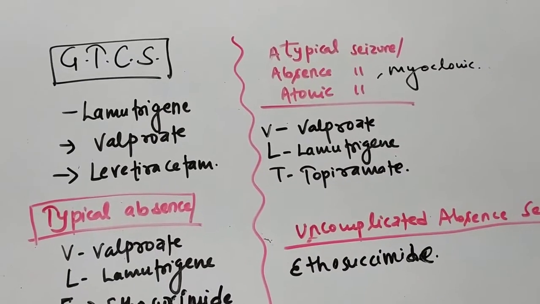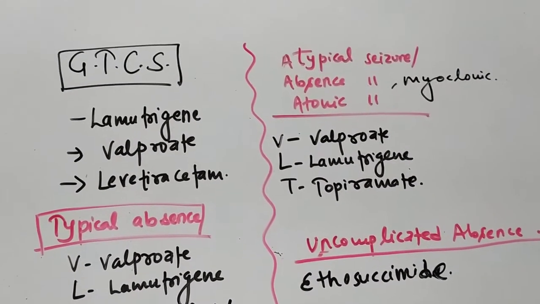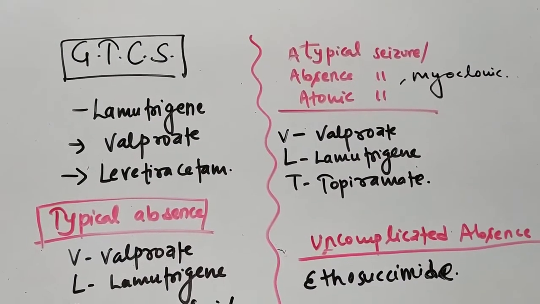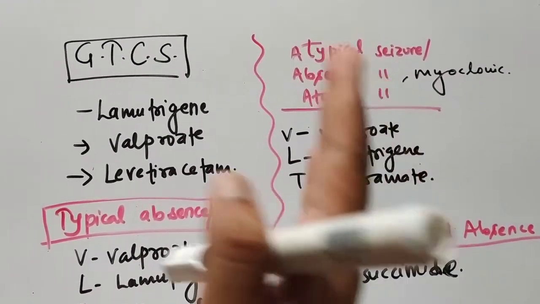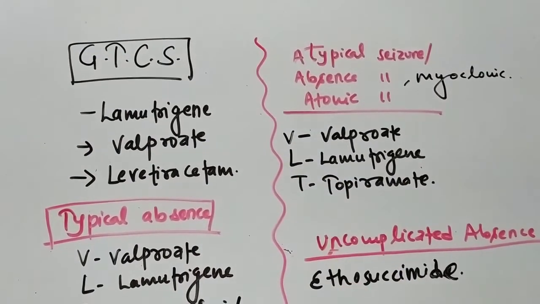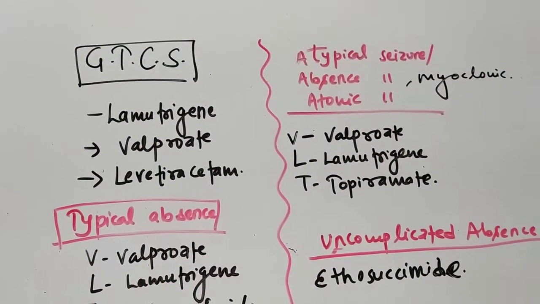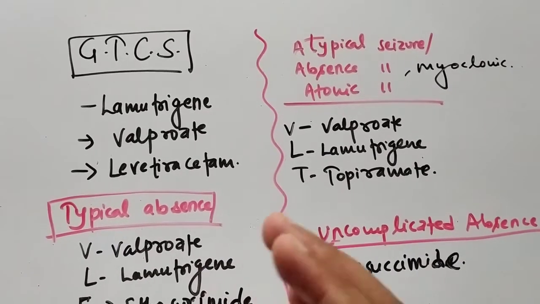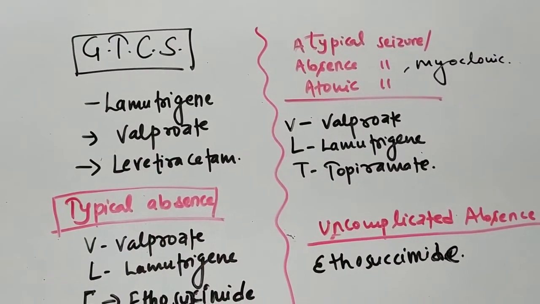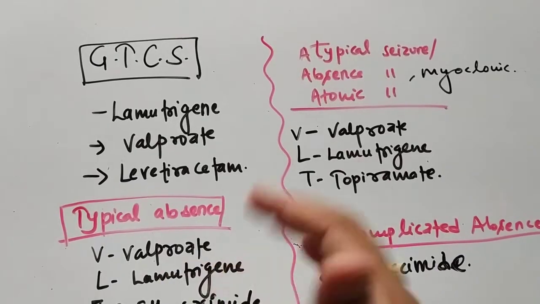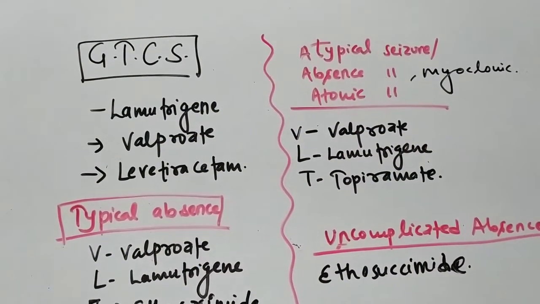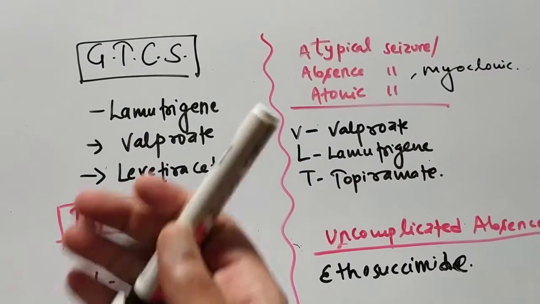So let's talk about the choice of drug in different kinds of seizures. In different books there are first line and second line treatments written, but I will follow the Harrison textbook, the Harrison 20th edition, where it is not written that this is first line or second line. It is written that these drugs are the best drugs for this condition. So let's discuss those drugs.